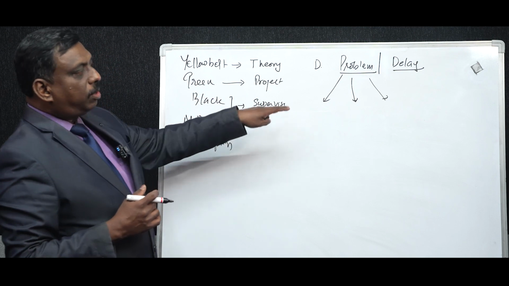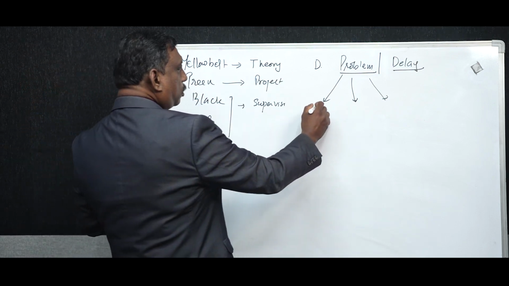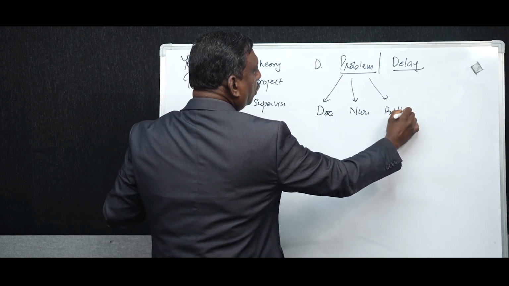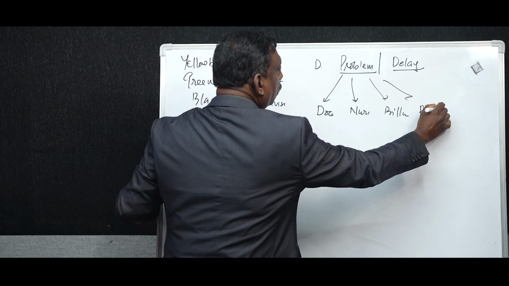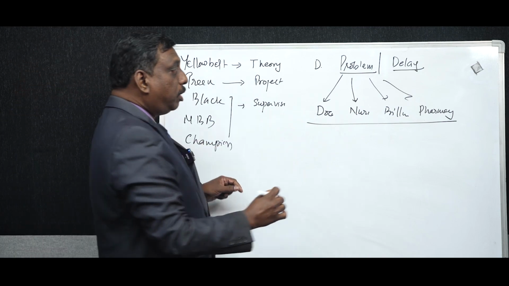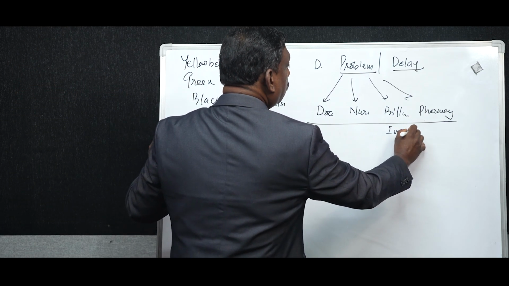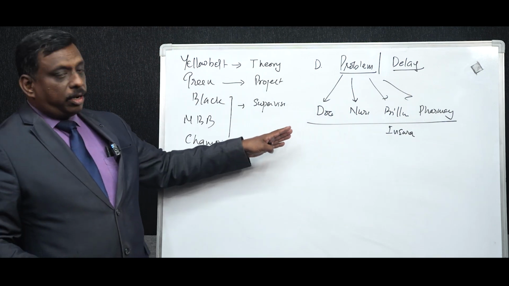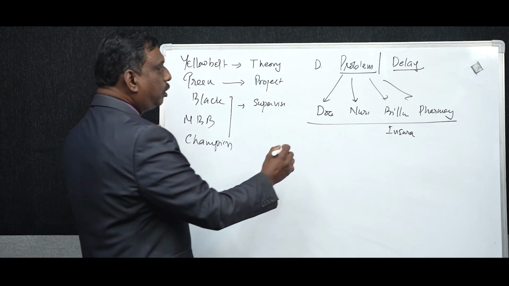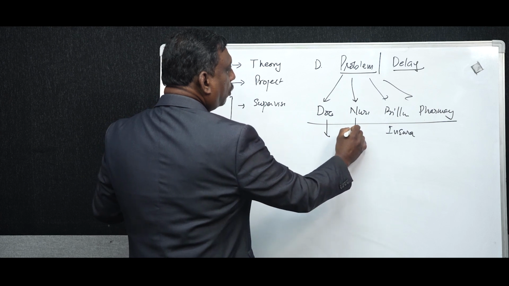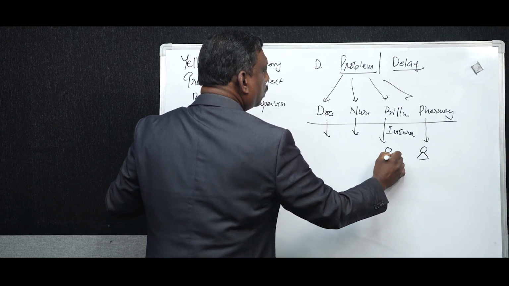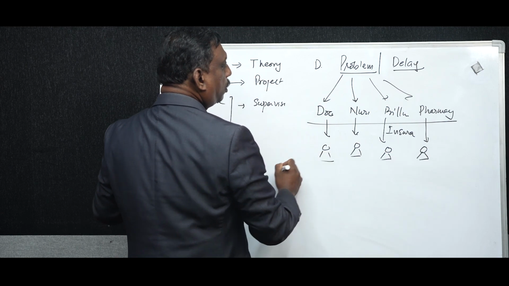Now, who are the people involved in this problem? There may be doctors involved, there may be nurses, there may be billing people, there may be pharmacy people. So these are the players who are involved in this. There may be insurance. Now we have identified the areas and people involved in this problem. Now what we do is, we conduct a meeting with all the people in these departments.